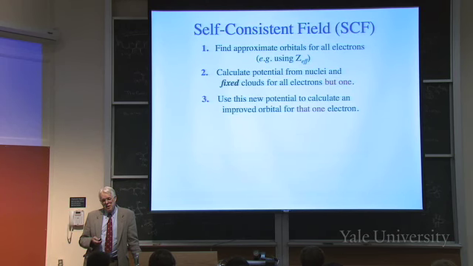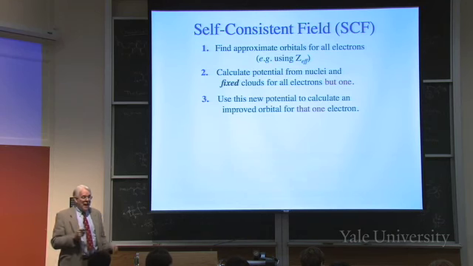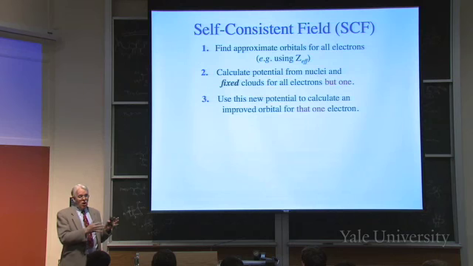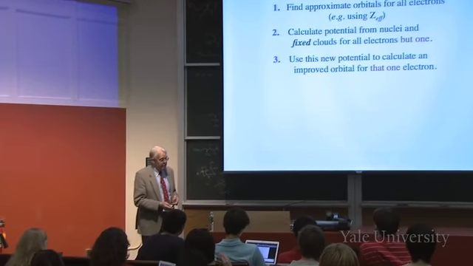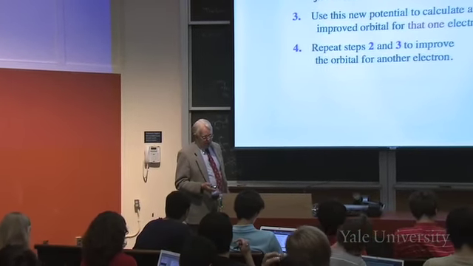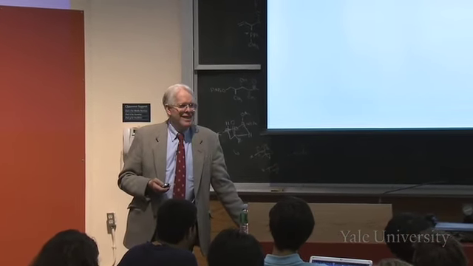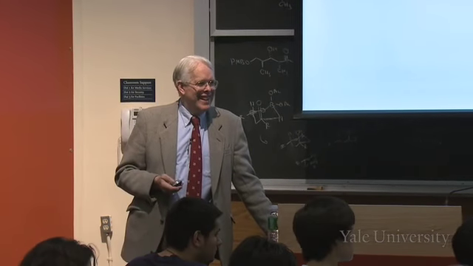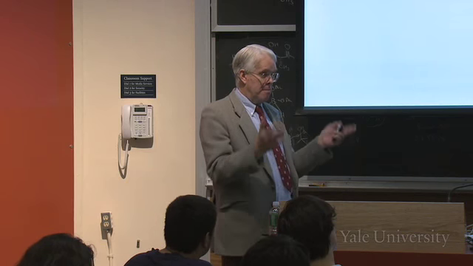What do you do next? Do it for every other orbital in sequence, one at a time. You now know how that one is distributed in the cloud much better, right? So you take all the others but one, fix them in their approximate clouds. Now you calculate a potential for the second electron and do that trick. Okay, so we repeat steps 2 and 3 to improve the orbital for another electron. Then what do you do? Will, what would you do at this point? See how it changed shape? Well, yeah, it'll change shape. That second electron will have a better shape now.